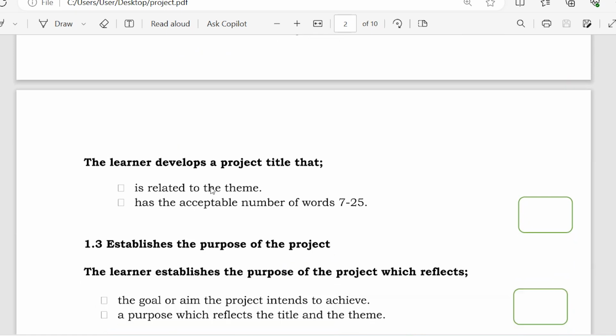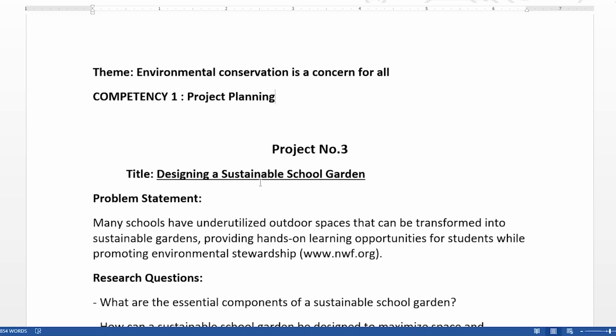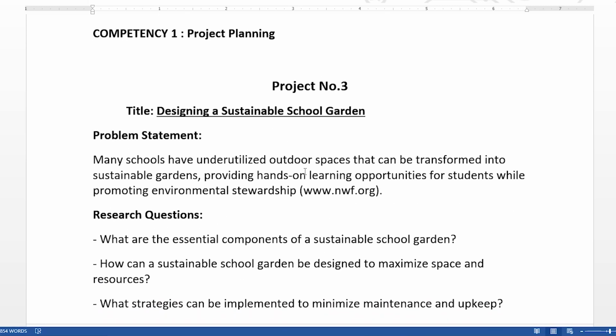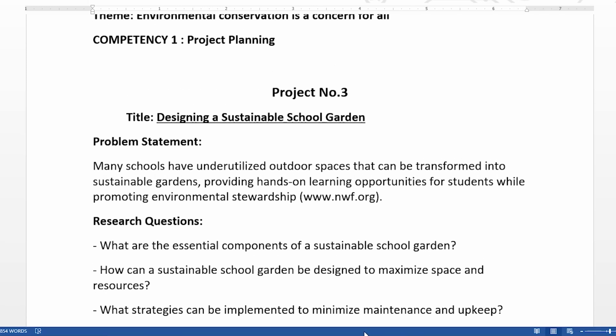Then the project title, which should be related to the theme, and the number of words is 7 to 25. This is designing a sustainable school garden, and this sustainable school garden is going to promote environmental stewardship, proper use of the environment, which is related to the theme.